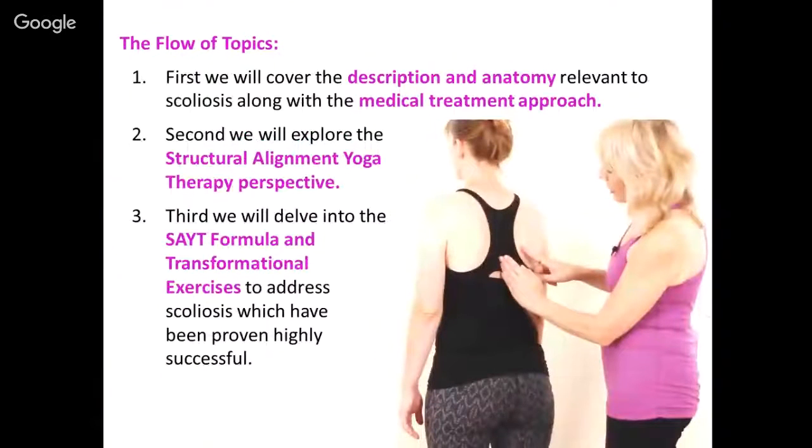The flow of topics. So first we'll cover the description and the anatomy that's relevant to scoliosis along with the medical treatment approach. Then we will explore the structural alignment yoga therapy perspective, and then third we'll go into the SAYT formula and a few samples of some transformational exercises that have been proven highly successful.